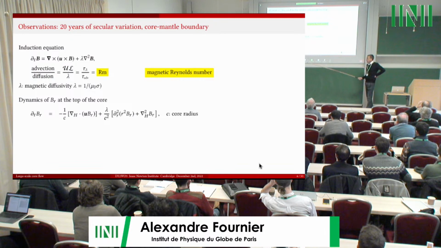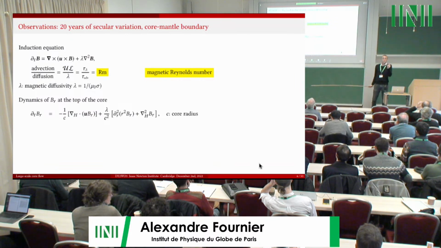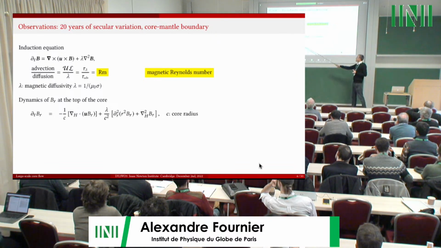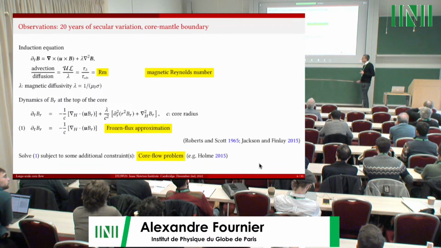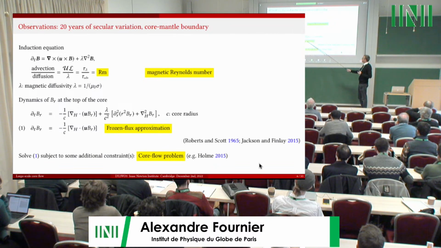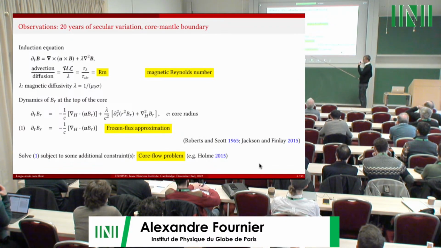Now, if we take an estimate for the value or magnitude of U, the estimate of the velocity drift of these patches we look at, we find that this transport term for large scales is much larger than the diffusion term. And so we end up writing the frozen flux approximation. So this is the contribution by Roberts and Scott, 1965, that Chris mentioned yesterday.